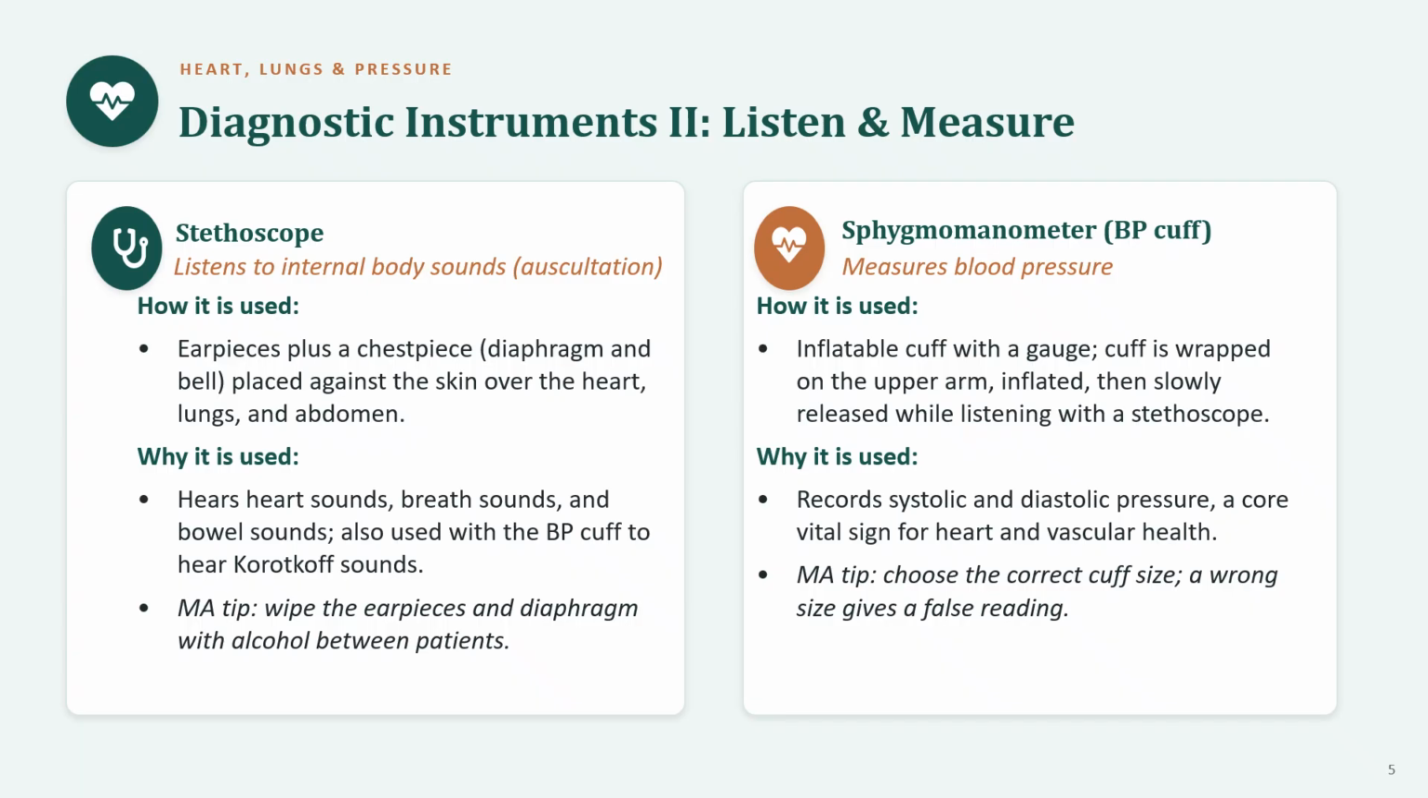The biggest MA tip here is cuff size. A cuff that is too small reads falsely high, and one that is too large reads falsely low. So matching the cuff to the patient's arm is part of taking an accurate reading. We will go over Korotkoff sounds when we dive a little deeper into blood pressures.